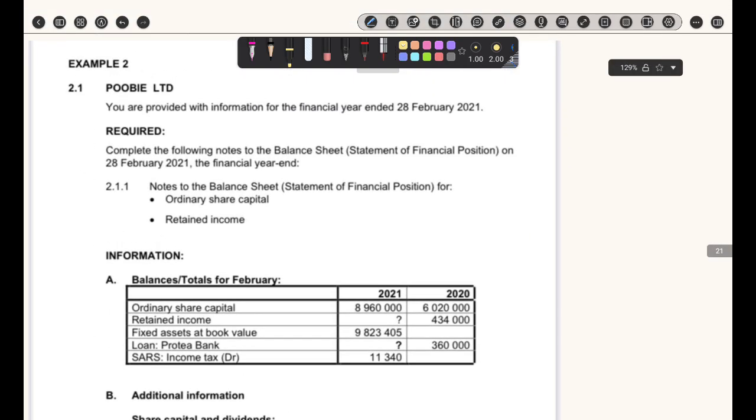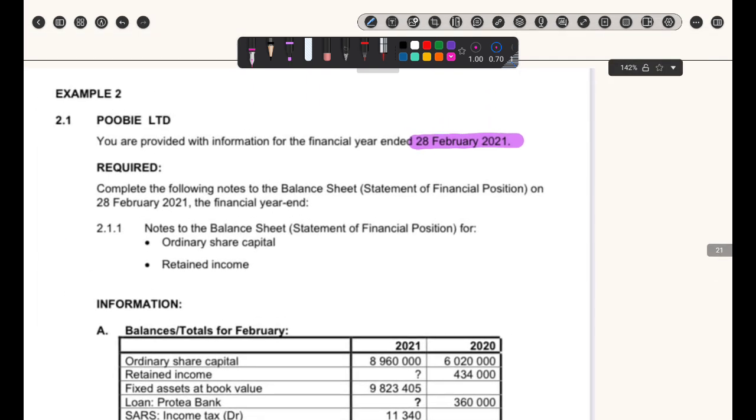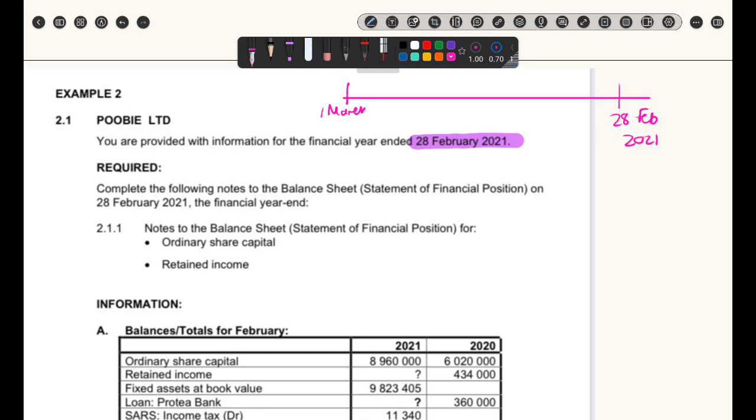So here it's telling us that you are provided with the information for the financial year ended 28 February 2021. I did explain in my previous videos why it is important to know our year end, so let's just draw our year end, and then you'll see when we answer the questions why it is important to understand when our year ends and when it starts. So if your year ended in February, it's going to start on the 1st of March 2020. You just go 1 month forward and 1 year back.